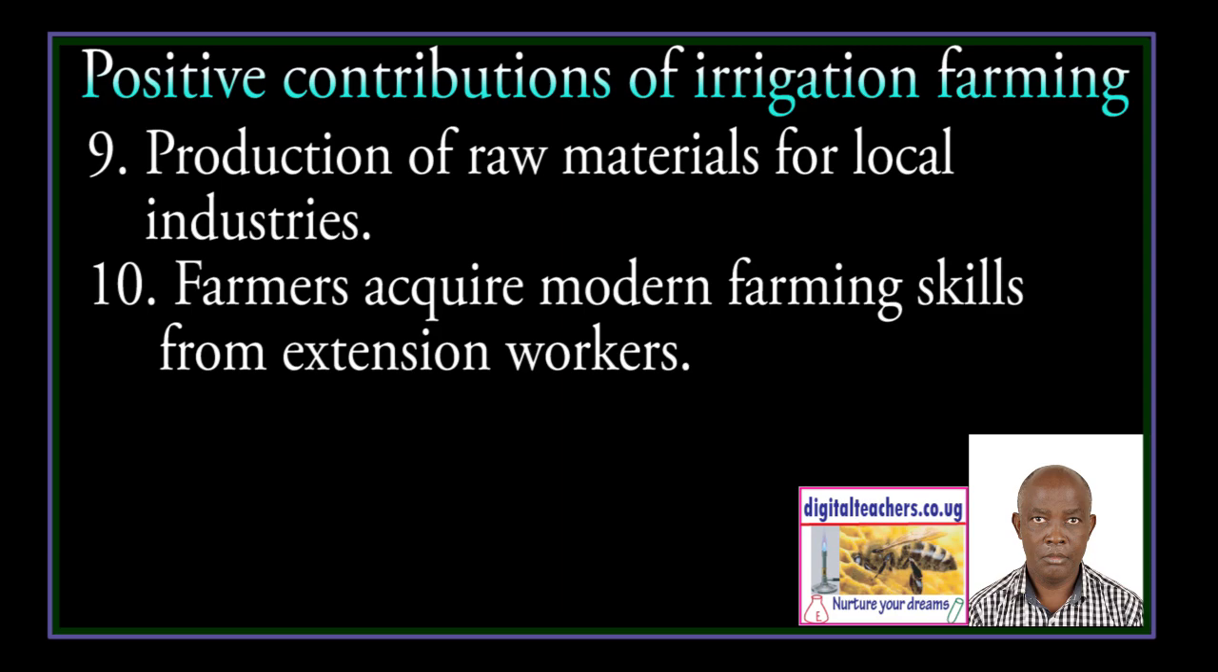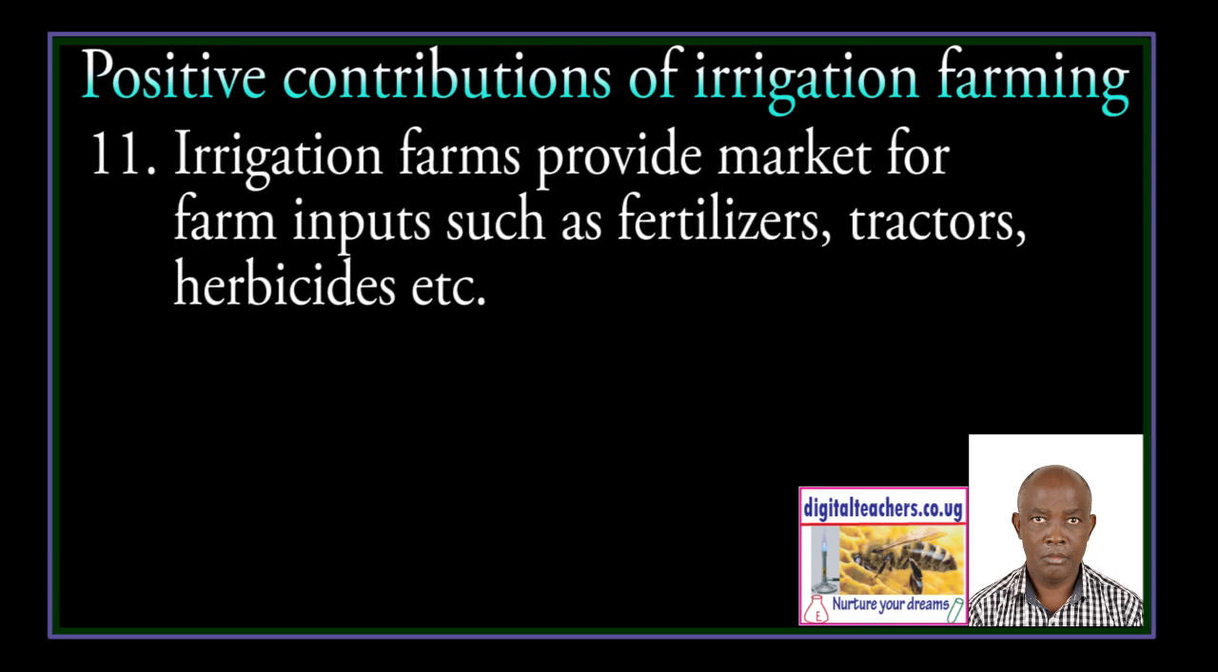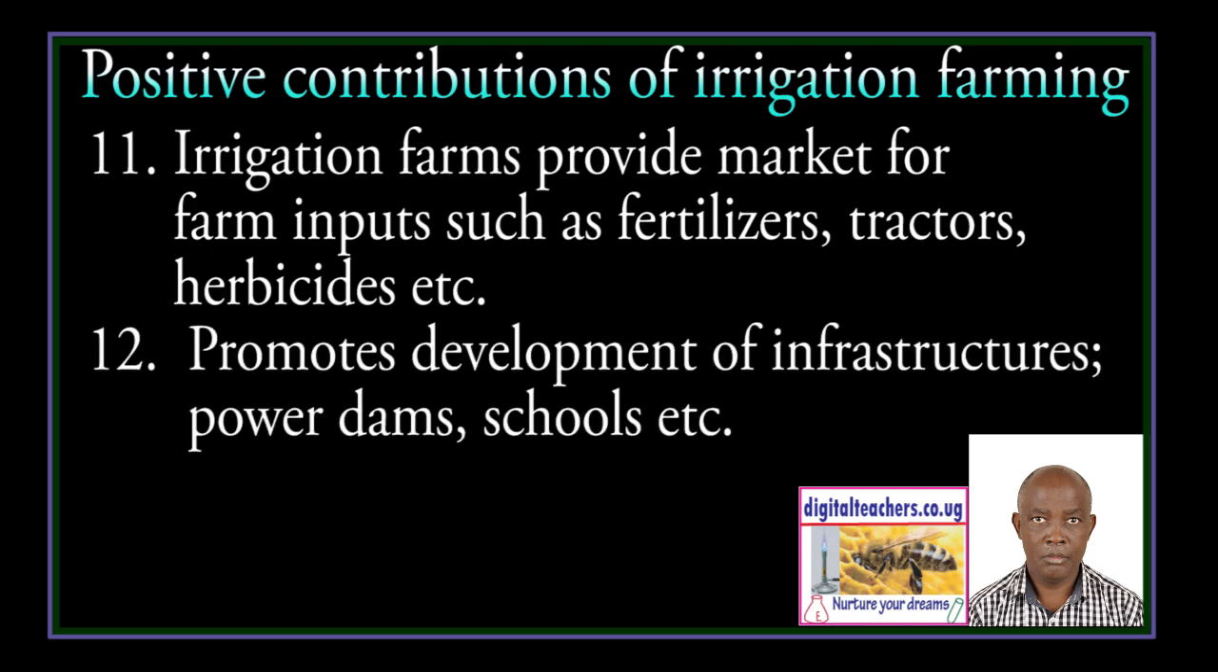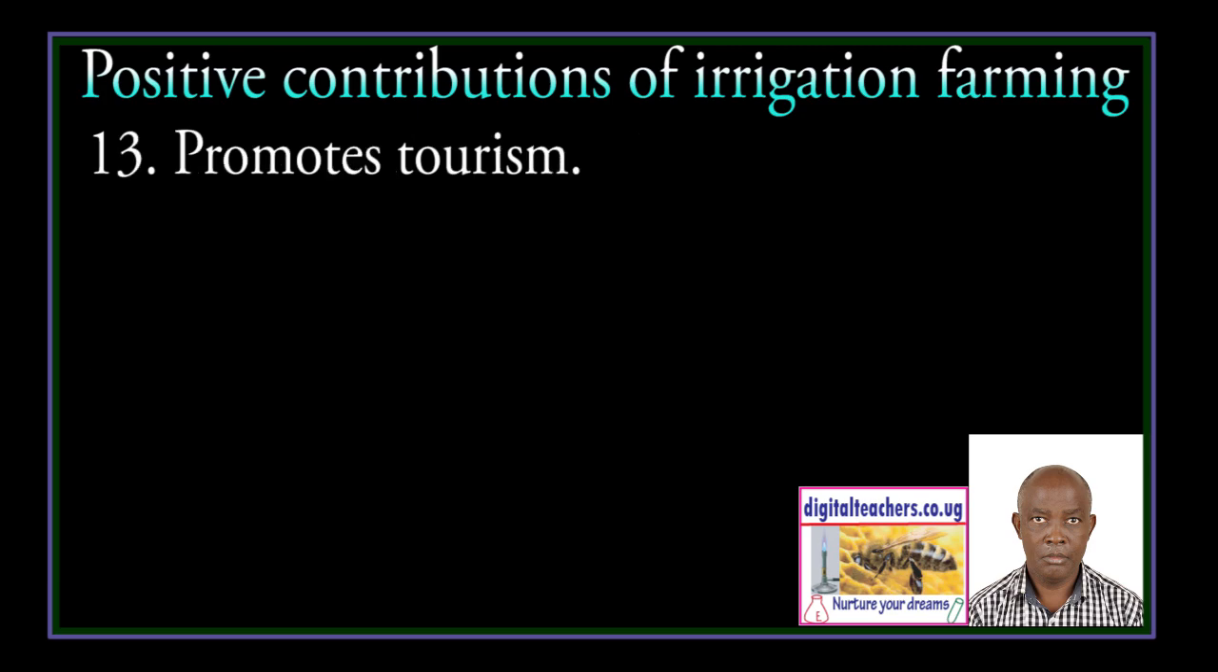Farmers acquire modern farming skills from extension workers. Irrigation farms provide a market for farm inputs such as fertilizers, tractors, herbicides, and so on. Promotes development of infrastructures, power dams, schools, and so on. Promotes tourism.